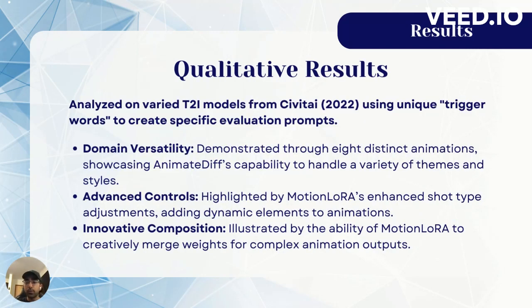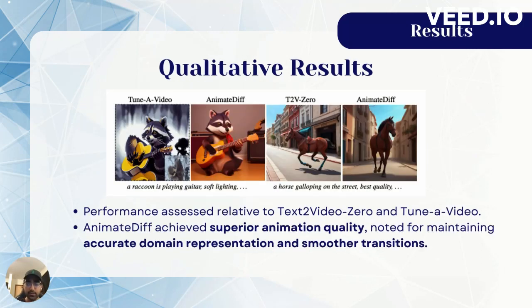And in reviewing the qualitative results, researchers utilized unique trigger words to evaluate AnimateDiff against other diverse T2I models from Civitai. They essentially showcase AnimateDiff's versatility through 8 different animations, each adeptly handling different themes and styles. And the integration of motion LoRA into hand shot type adjustments allowed the researchers to inject dynamic elements that made the animations more engaging. And they also used motion LoRA's innovative composition to use creative weight merging to allow for more complex and sophisticated animations, showcasing its capabilities.